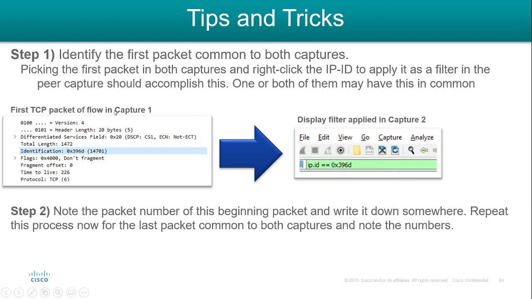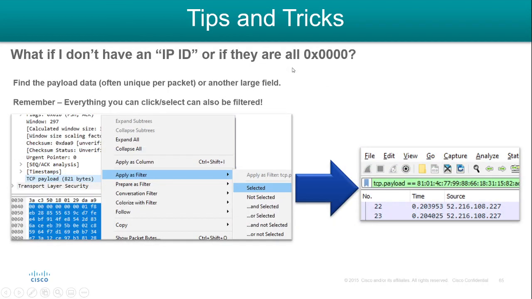And once I have this, I'll write down, okay, what packet number is this? So if it's a packet capture of 1,000,000 packets and this ID 396D, if this is number 1000, then I write down 1000. It's at this point, though, I usually get some pushback. People might say, well, Chris, my packet capture, it doesn't have an IP ID, or they're all 0. What can I do to find something in common?